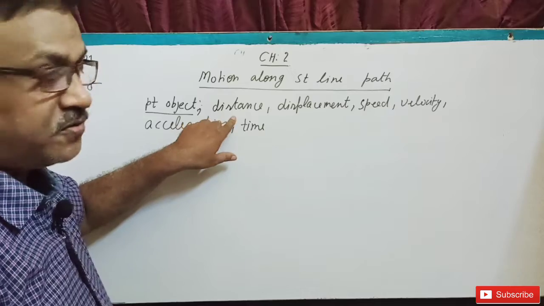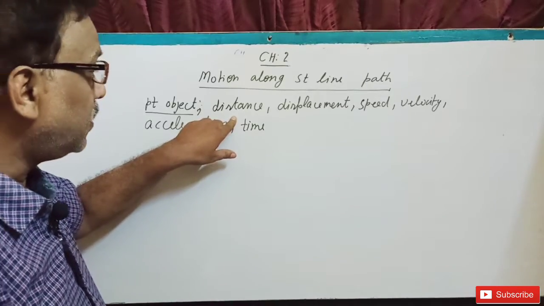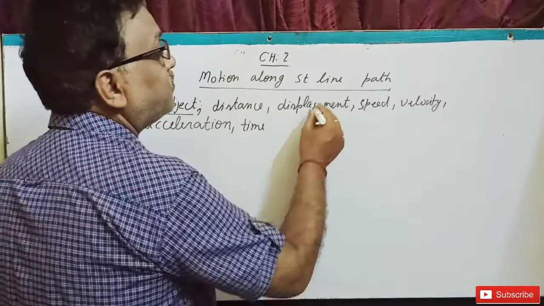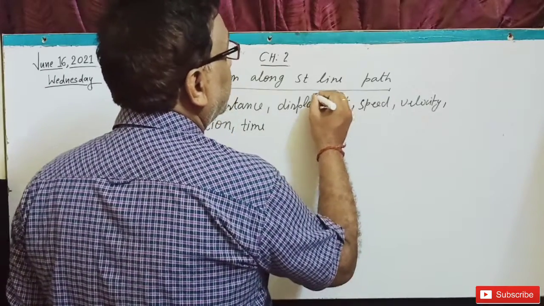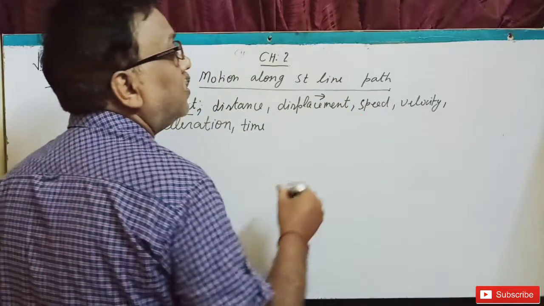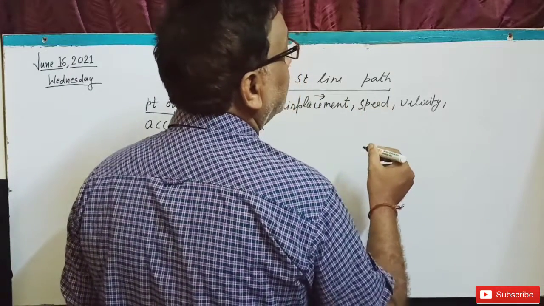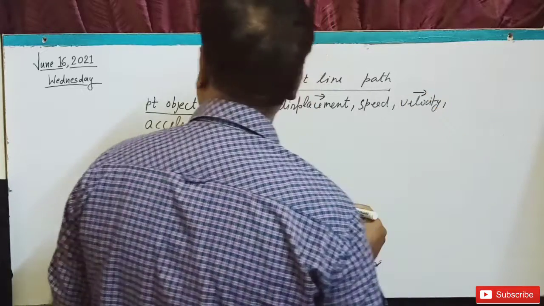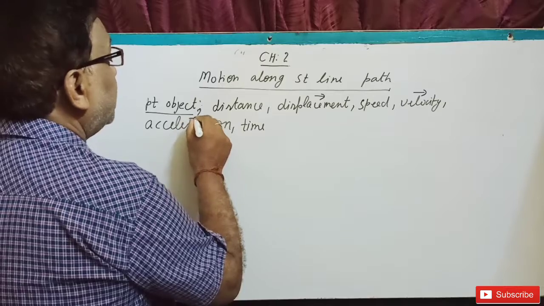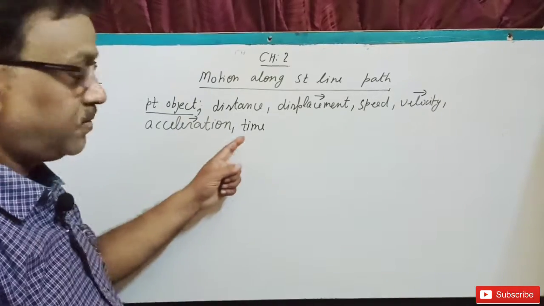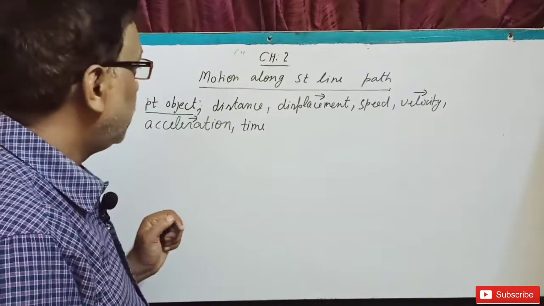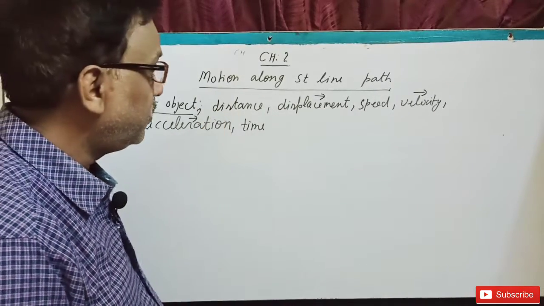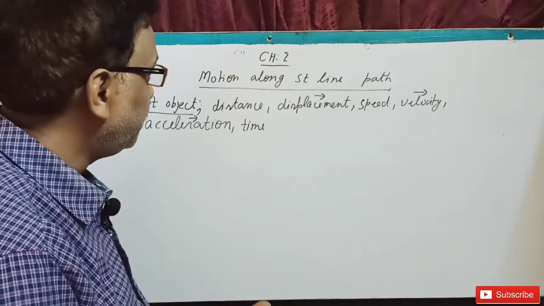You know, distance is the length covered by the object and it is a scalar quantity. Displacement is a vector quantity. Speed again is scalar and velocity is a vector quantity. Acceleration is a vector quantity, time is scalar. You also know the elementary definitions of these, so we don't discuss them.